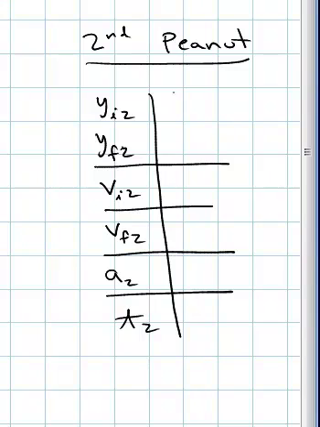Peanut 2 also starts out at 80 feet. First thing I'm going to do, I don't like to mix units here, so I'm going to start converting over. My acceleration, I know, is meters per second squared. I guess I could have used 32 feet per second squared also, but I think it's just as easy to go and convert everything over to the metric system. So I'm going to change this to 24.4 meters.